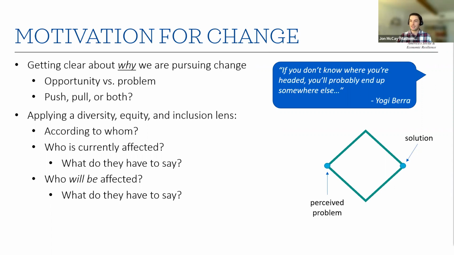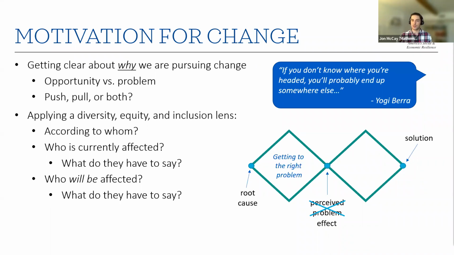But in fact, if we haven't done our due diligence to understand the problem, for whom it's a problem, why it's a problem, we could end up solving for a symptom, for something that isn't actually a problem at all, when there's a much deeper root cause that needs to be addressed. And so wherever that perceived problem is, let's do a bit of backward work to get to the root cause so that we make sure we get to the right problem before we start trying to solve the problem.